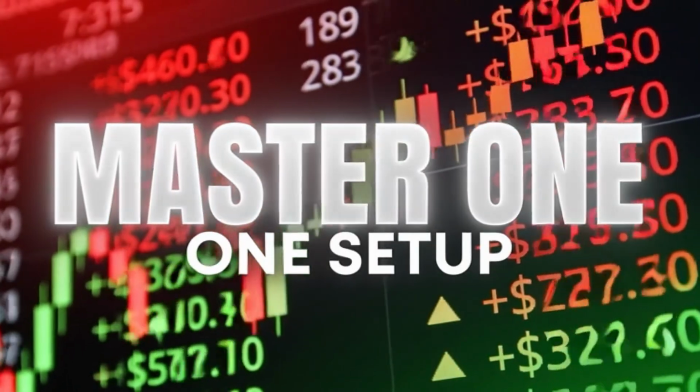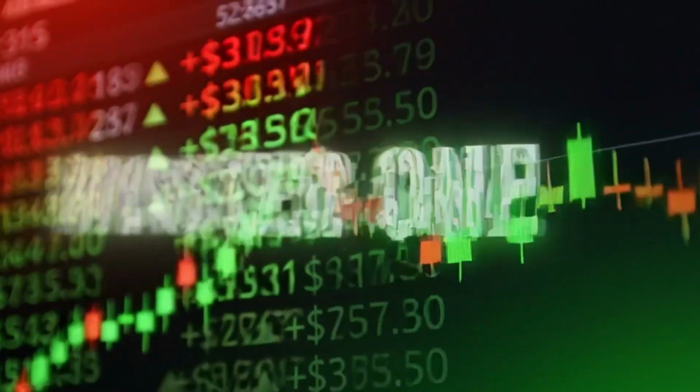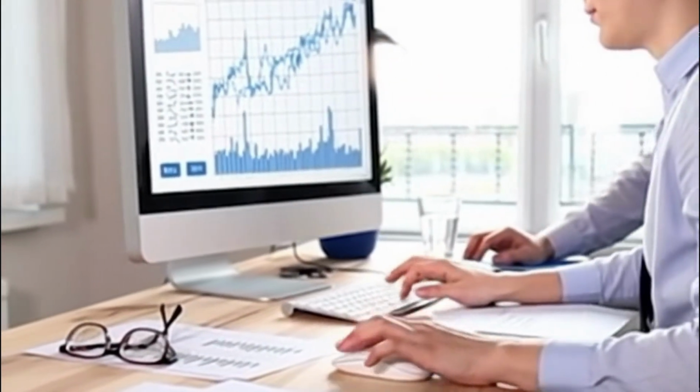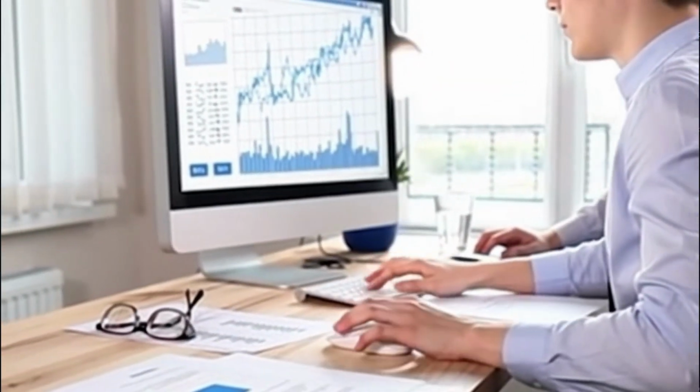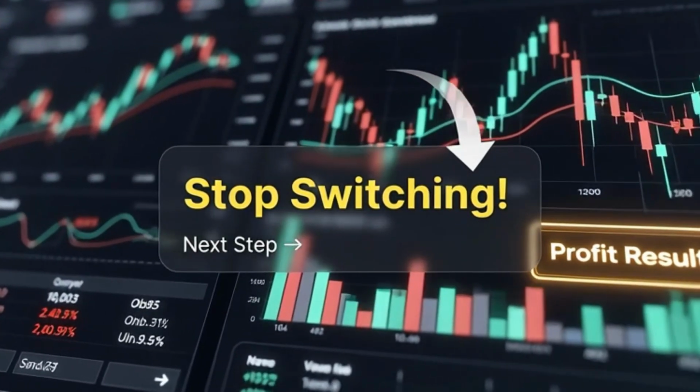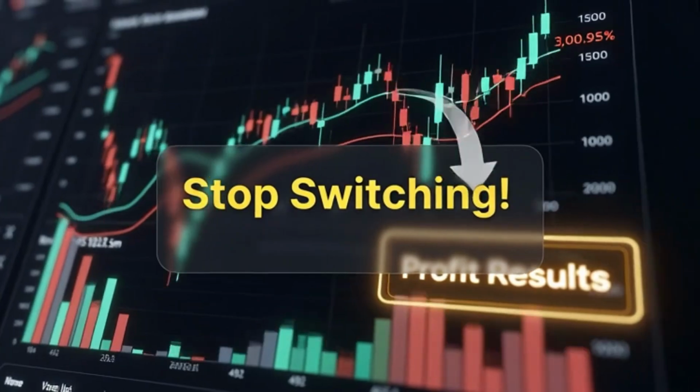Today, I'm going to show you one setup you need to master on Pocket Option. I'm going to walk you step by step through this strategy, show you live trades and explain exactly when to enter. If you stick with me for the next few minutes, you'll learn exactly how to master this setup and finally stop switching strategies that lose you money.